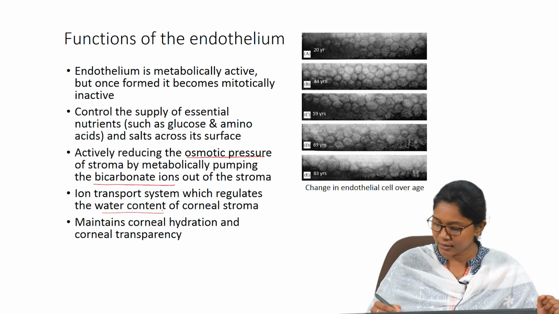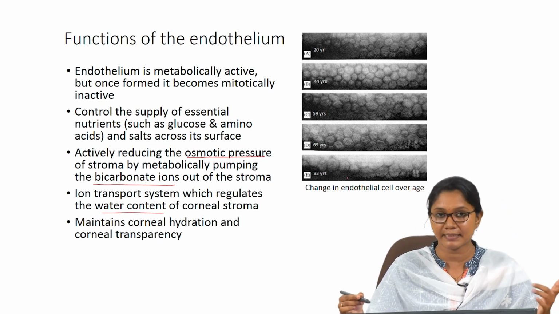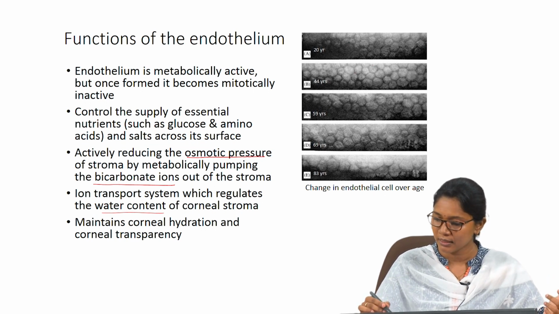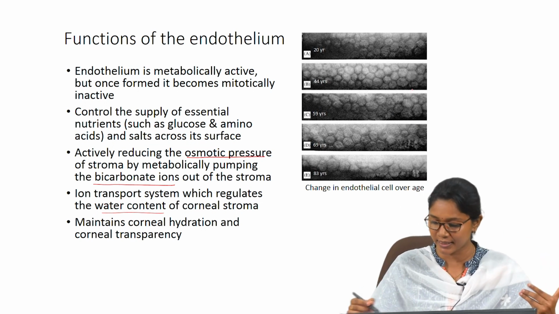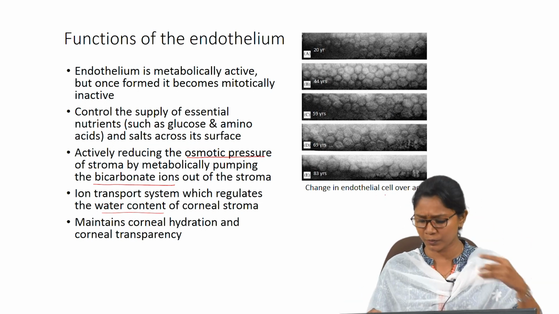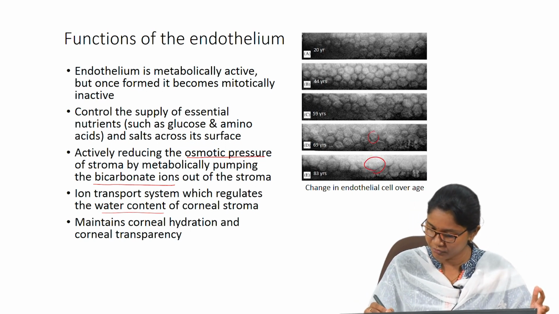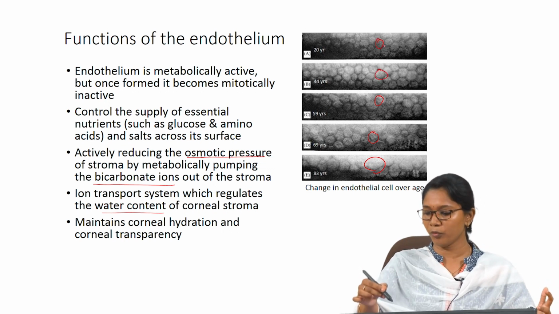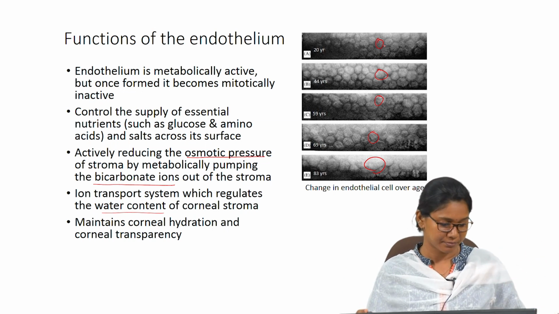So, this is another picture showing how over age your endothelial cells' size and shape change. With 20 years, over 40 years, the cell shapes are increasing, though the cell number, that is density, is decreasing. To occupy those spaces, the cells have to be bigger. So, over age we have found them to be bigger in cell size and shape.